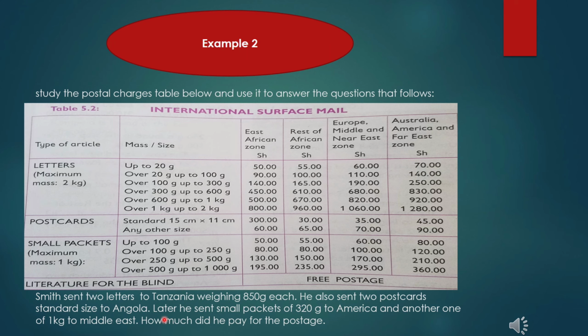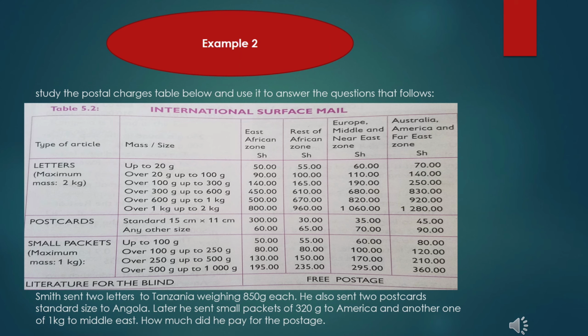Later, he sent small packets. Small packets are down there. 320 grams to America. So 320 grams to America is over 250 grams to 500 grams, which is equivalent to 210. And then lastly, we have another small packet, 1 kg to Middle East. If you look at that table, 1 kg is over 500 to 1000 grams, which is equivalent to 1 kg. And then because it's going to Middle East, Smith will pay a total of 295.